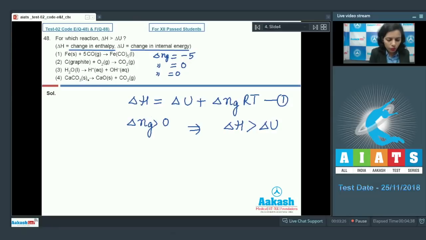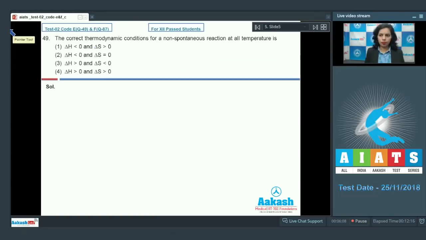Further, we have the fourth equation in which calcium carbonate is decomposed to form calcium oxide and carbon dioxide, and in this case the value of this delta Ng is 1, and if it is 1 it means it is more than 0, and that's why the correct answer for this particular question, the case for which delta H value is more than delta U, that is the case is equation of decomposition of calcium carbonate, and that's why I can write here the correct answer, that is option 4. I hope this question is clear to you. Now let's move on to the next question.